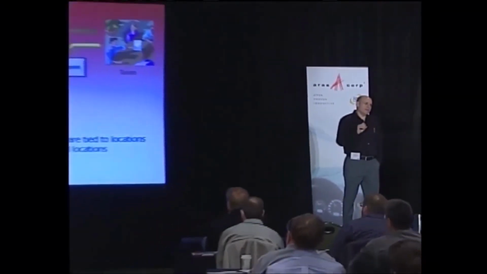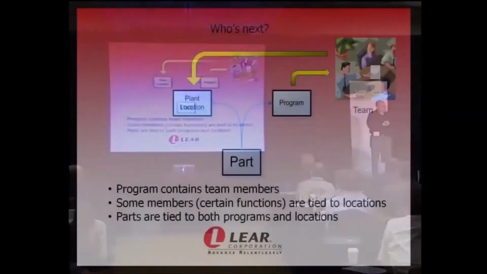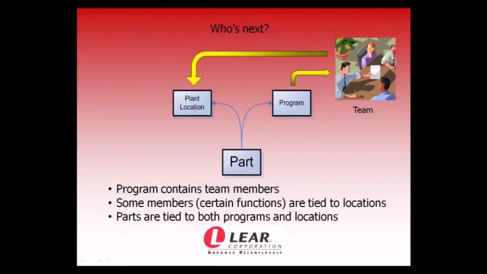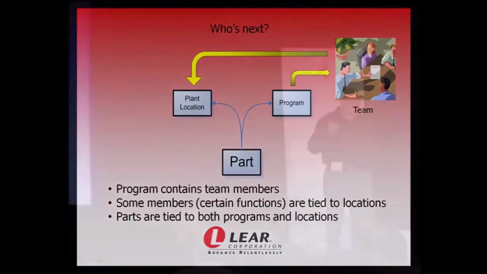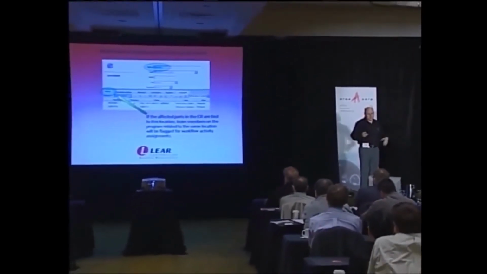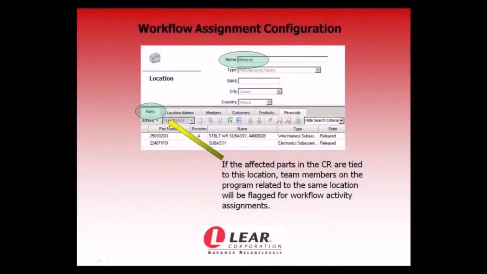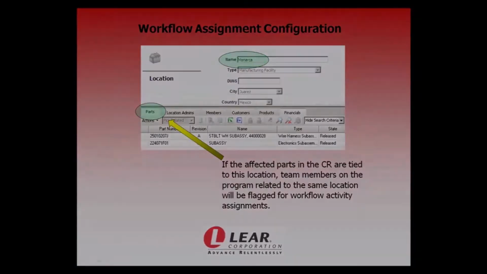This is the key linkage. A part to a program, parts belong to programs, parts belong to plants. Every program has a team set up. So every location has a relationship to parts. And that's how we figure out which locations are involved. So if the affected parts in the CR are tied to the location, then the team members that are tied to that location get involved in the workflow.